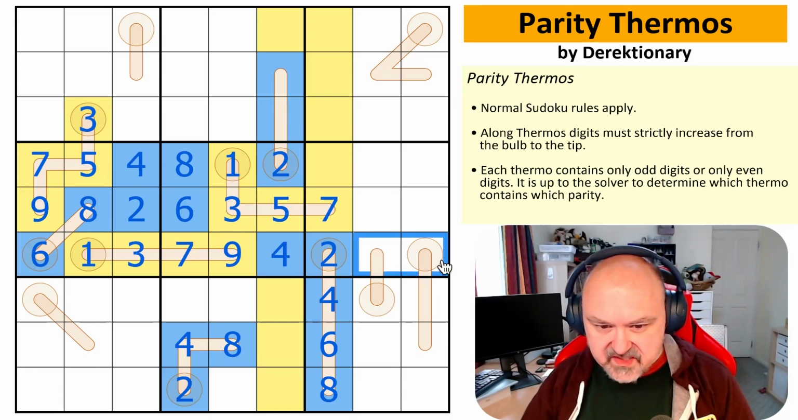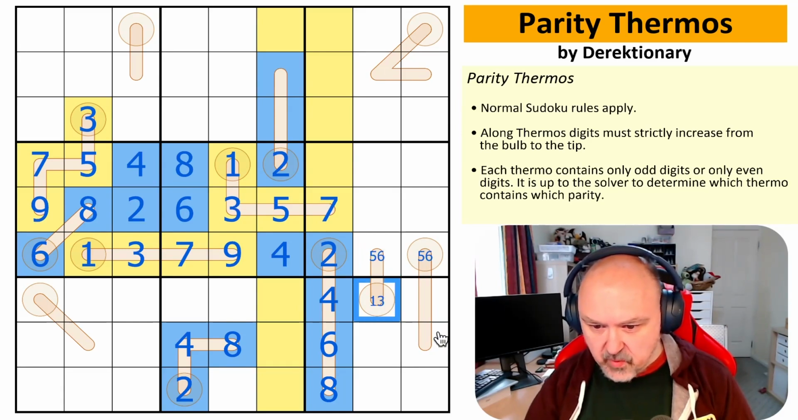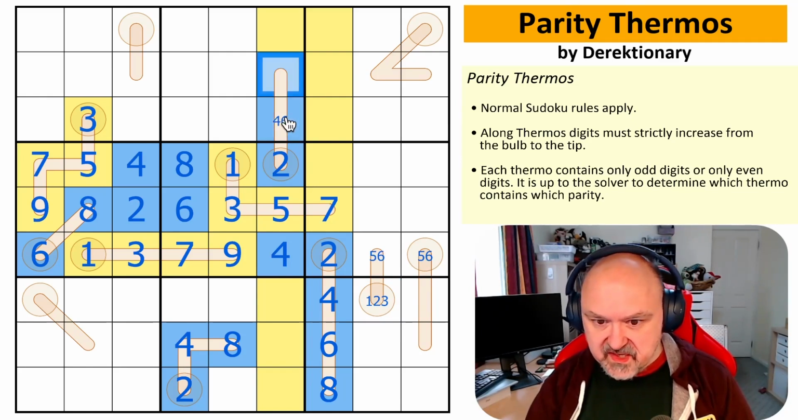One of those is a 6, so this is a 5-6 pair. If this is a 5, this is a 1 or a 3. If it's a 6, it's a 2. This is 4-6 and 6-8, except it's not. This is 6 and 8.